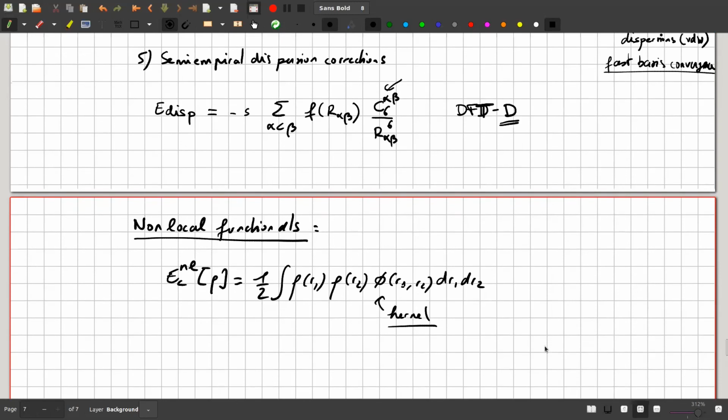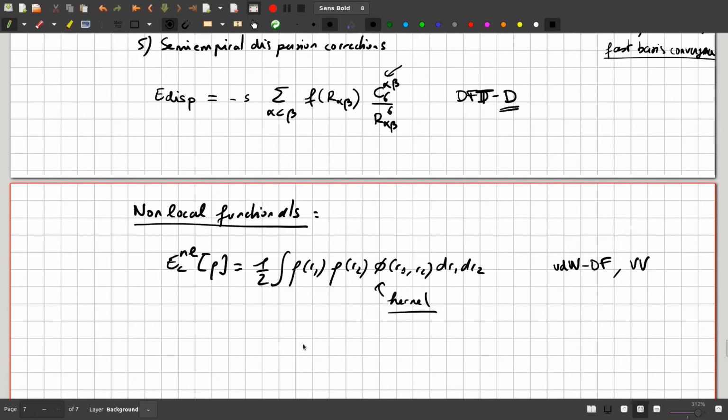And there are two main functionals in this family, the so-called VDW-DF, and also the Vydrov-Van Voorhis VV functionals. So it's a little bit more complicated than the semi-empirical dispersion corrections, but in some sense it is more robust because it is less fitted. Okay, so that's basically the end.